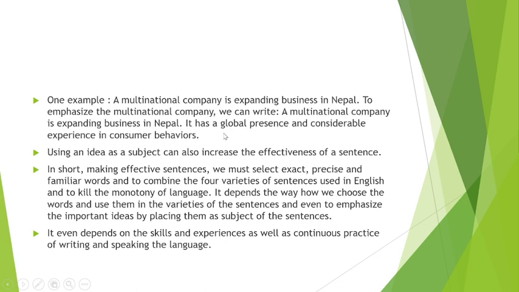In another way also we can write the sentence with extra information within the sentence structure. Now, using an idea as a subject can also increase the effectiveness of a sentence. If we use that idea in the form of the subject, that also makes the sentence better, a useful sentence. In short, in making effective sentences, we must select exact words, precise words, familiar words, combine the four varieties of sentences used in English, and kill the monotony of language.